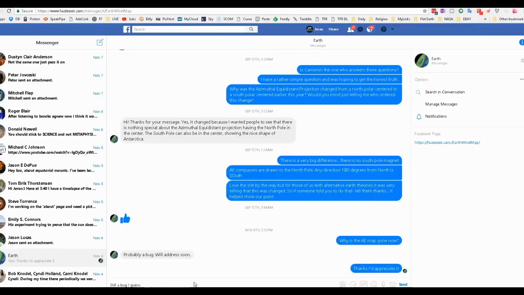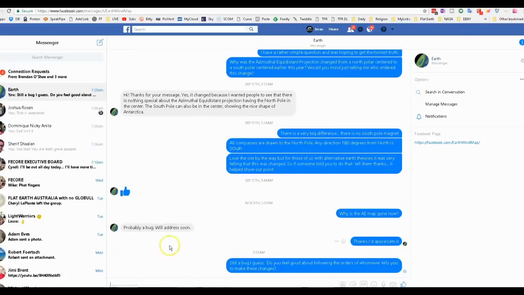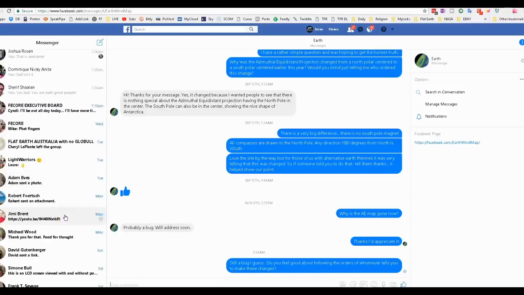I know somebody who's very into computers that's able to check the code of different sites. They have gone in and told me that it has been stopped on purpose, that it was a change in the code that made it so it didn't come up anymore when the person went to an AE map. So what could possibly be the reason somebody would tell him to shut down the AE map? And so I did send him one more message and just said, still a bug, I guess. Do you feel good about following the orders of whoever tells you to make these changes?